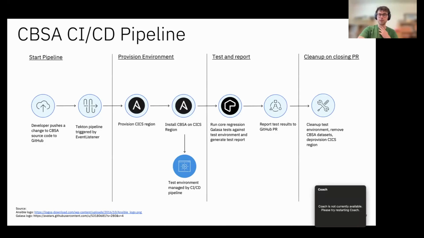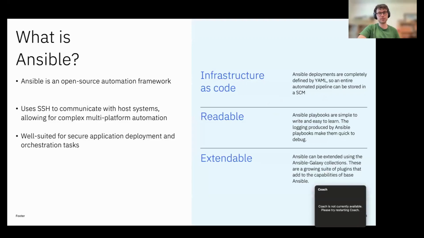And finally, once pull requests are closed, we've got a process to automatically clean up any persistent resources that have been created during the pipeline run. So what we're going to do is focus on that deploying step first. And the tool that we've chosen to use here is Ansible.